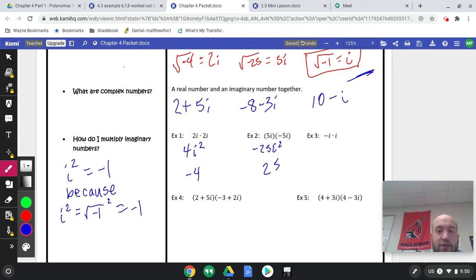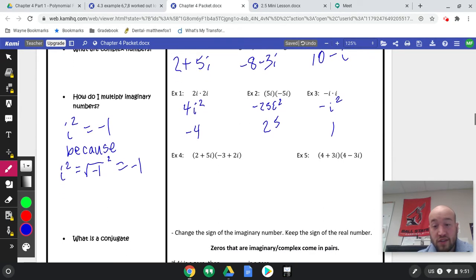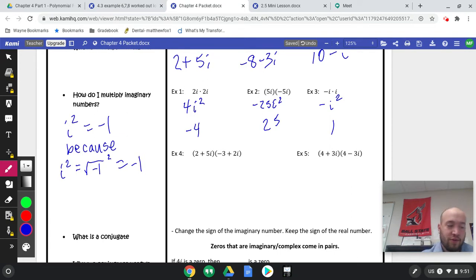And our final one on this row, negative i times i gives us negative i squared. And now we know negative times negative 1 will give us positive 1 as our answer. Now, sometimes we have to multiply complex numbers. So when we're doing this, we follow the same rules of FOIL. First, we get negative 6.